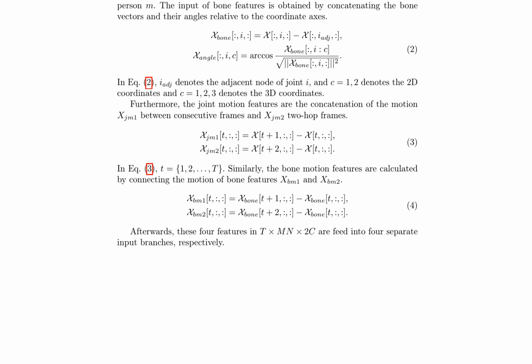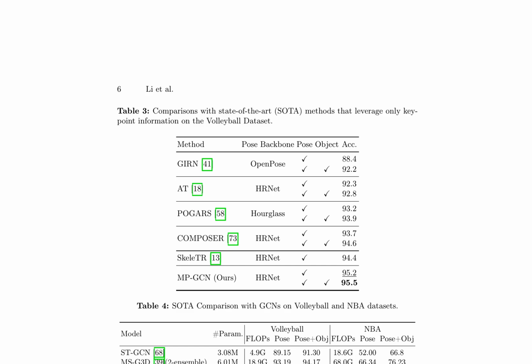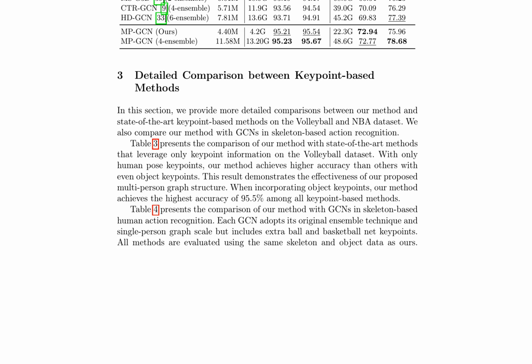The paper highlights the effectiveness of their method, achieving higher accuracy than other keypoint-based methods, especially when incorporating object keypoints. Additionally, it compares favorably with GCNs in skeleton-based human action recognition, showcasing the versatility of the proposed approach. The authors emphasize the importance of their method's multi-person graph structure and the incorporation of motion features in achieving superior performance.